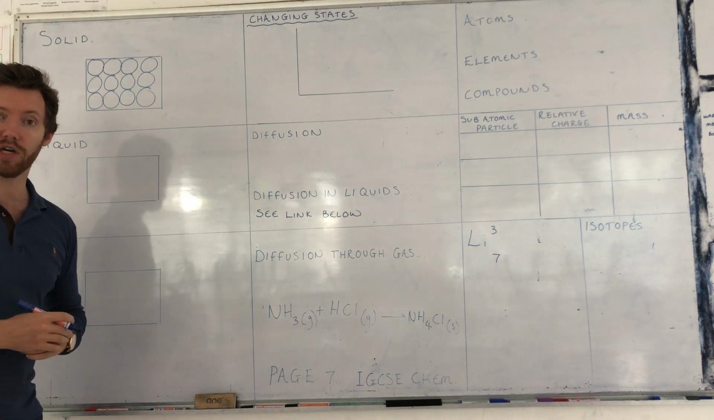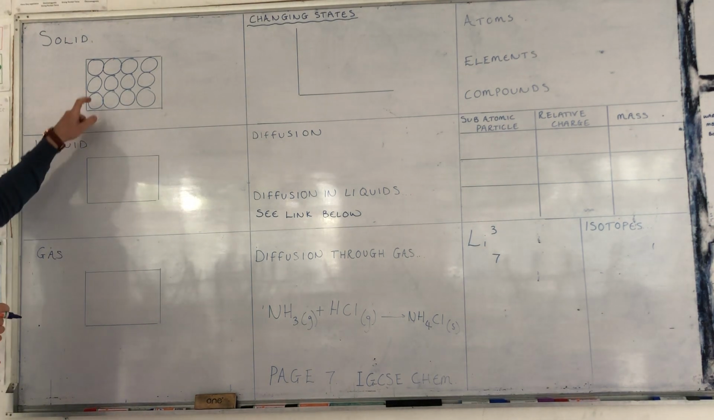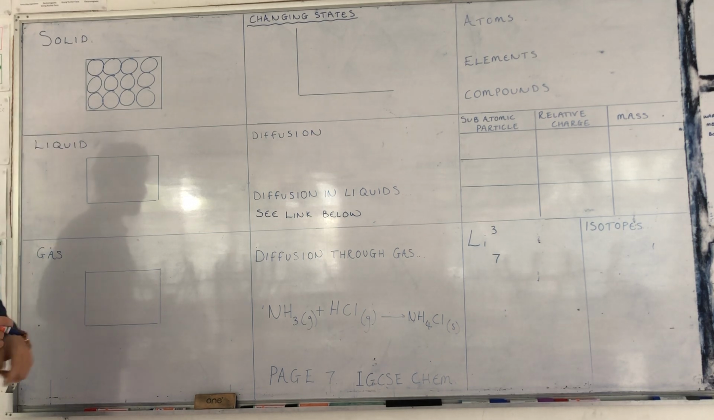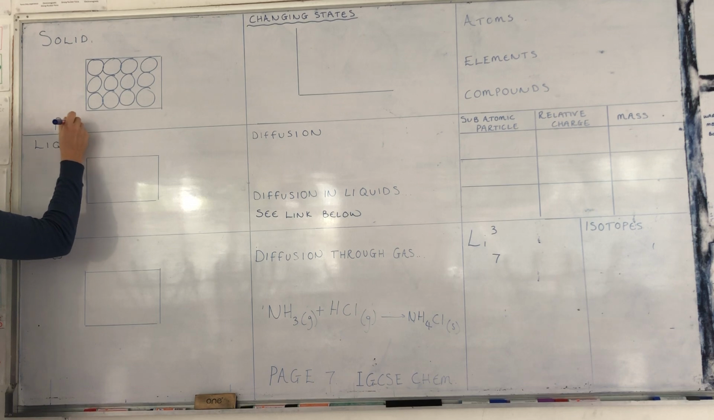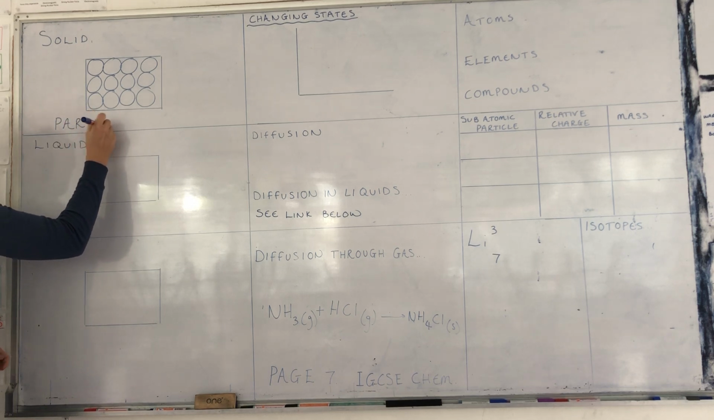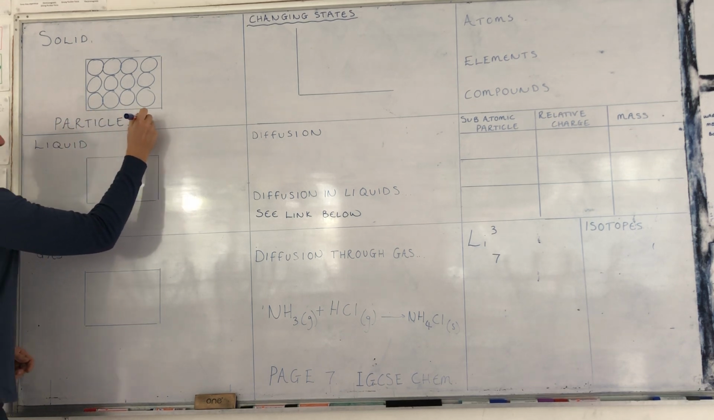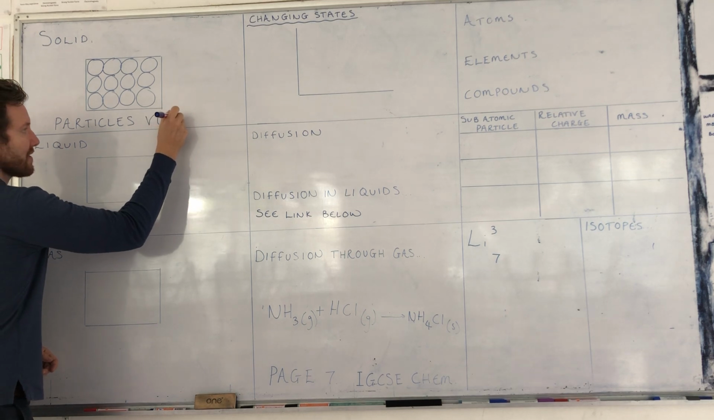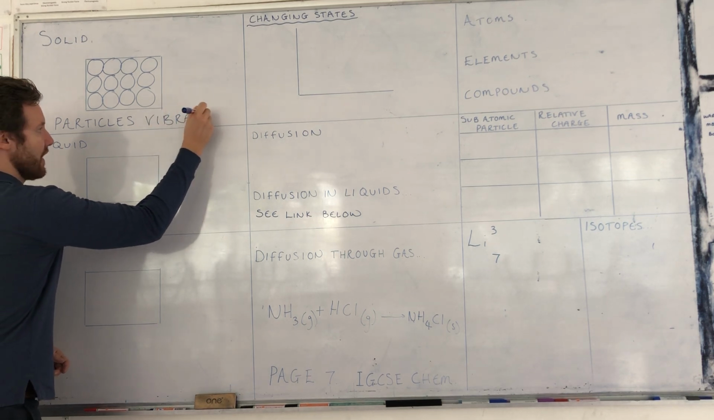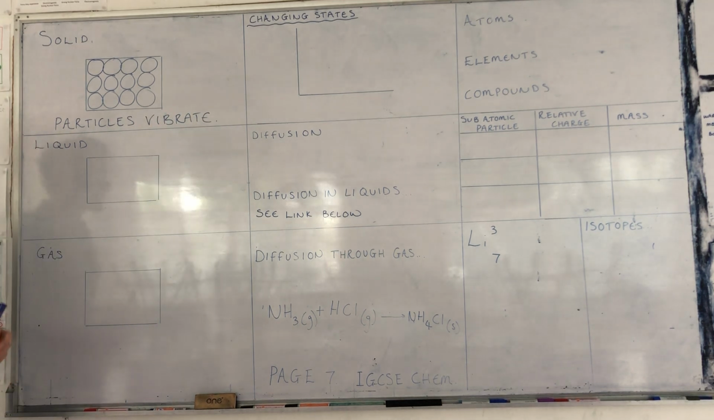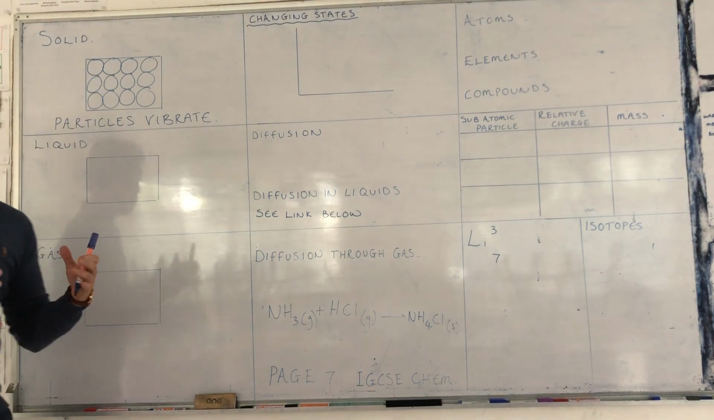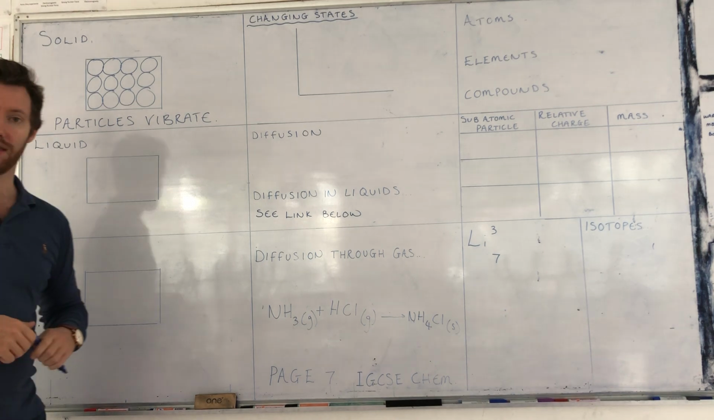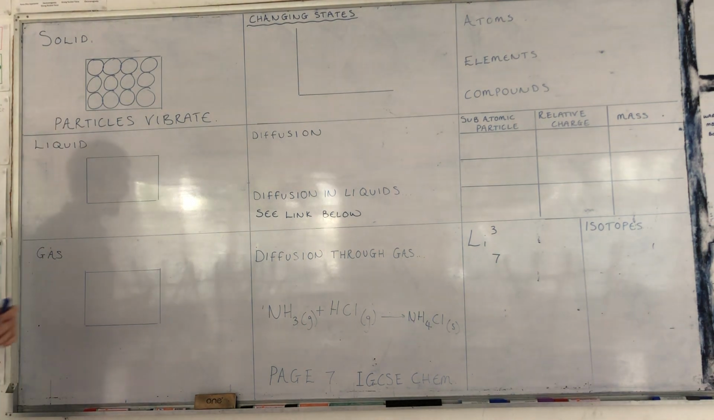And the key word we want to use within the particle arrangement of our solid is that these particles, what can they do? So these particles, they can vibrate within their position. As you can see, there is not much movement that is allowed to happen. So they are vibrating within this regular pattern, nice and simple.